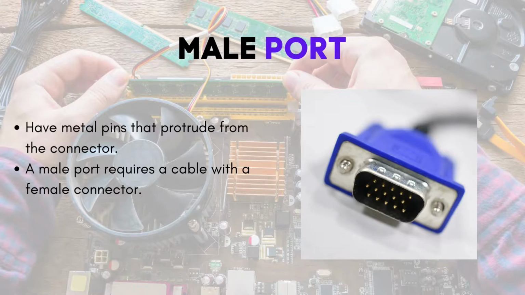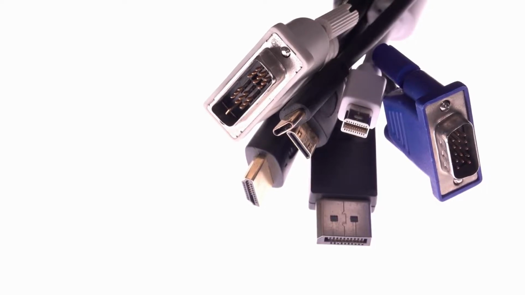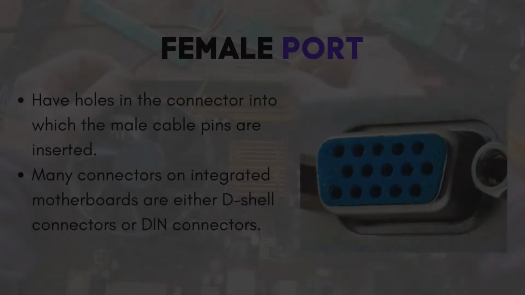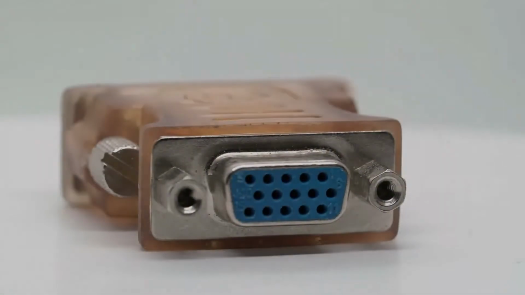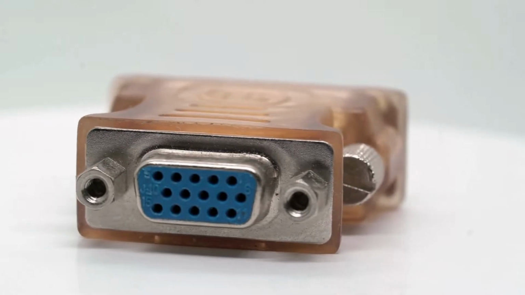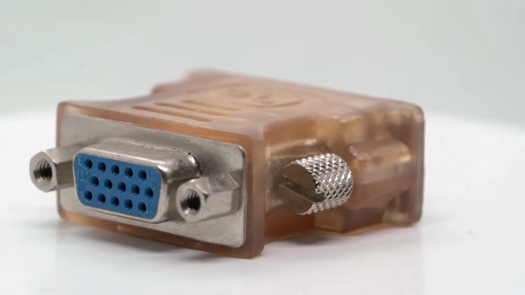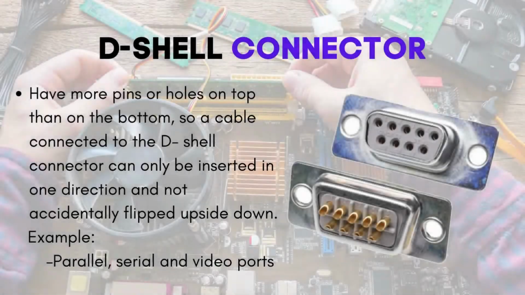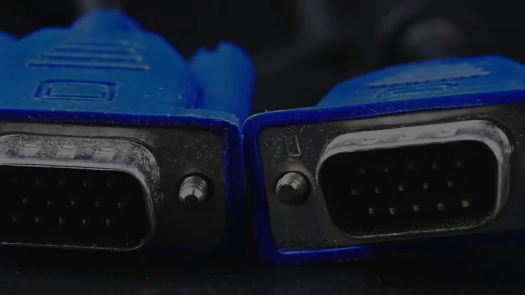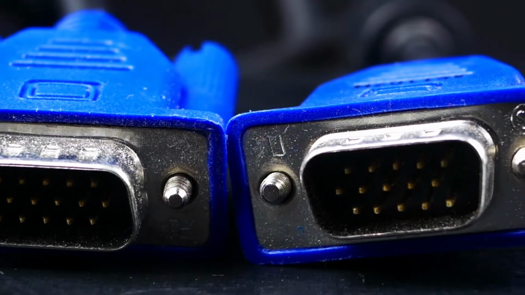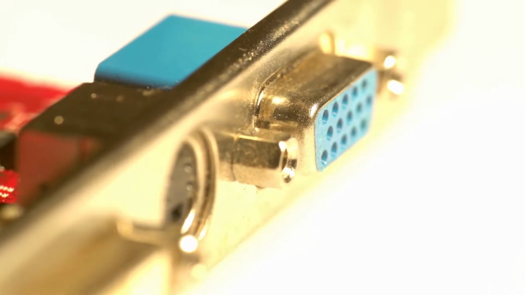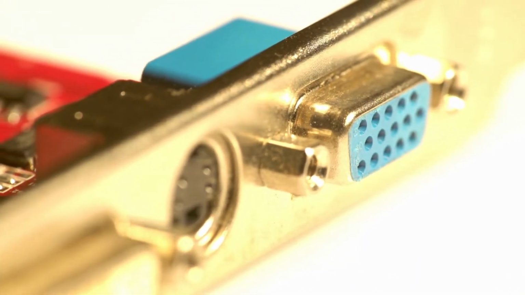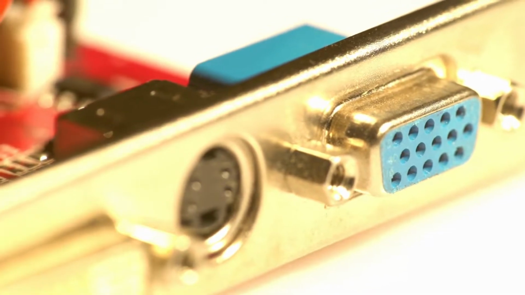Male ports have metal pins that protrude from the connector. A male port requires a cable with a female connector. Female ports have holes in the connector into which the male cable pins are inserted. Many connectors on integrated motherboards are either D-shell connectors or DIN connectors. D-shell connectors have more pins or holes on top than on the bottom, so a cable connected to the D-shell connector can only be inserted in one direction and not accidentally flipped upside down. Example: parallel, serial, and video ports.